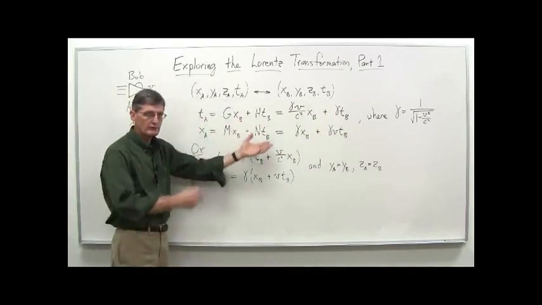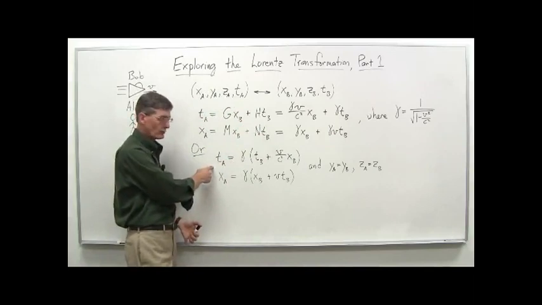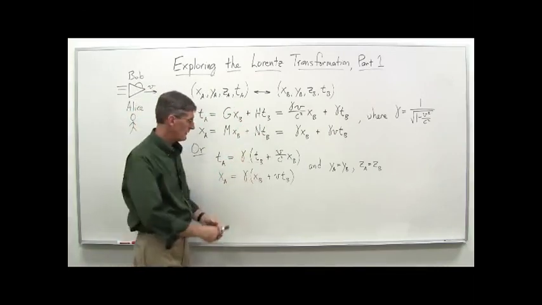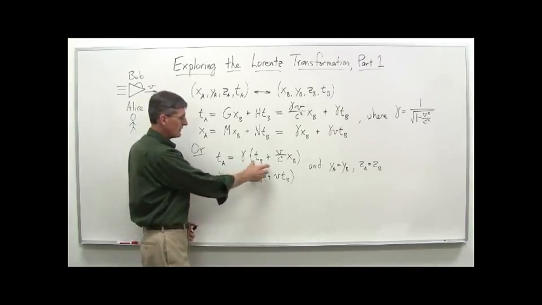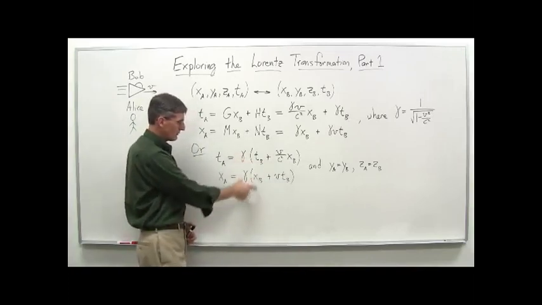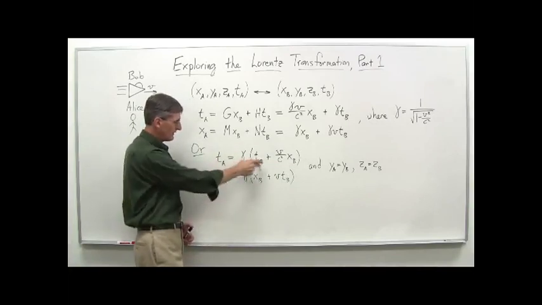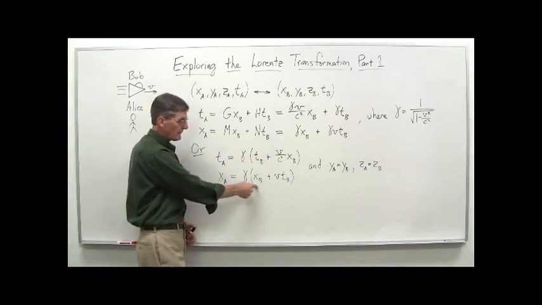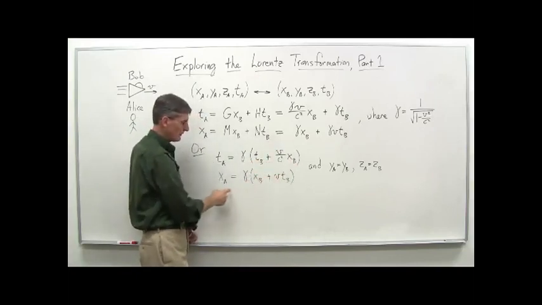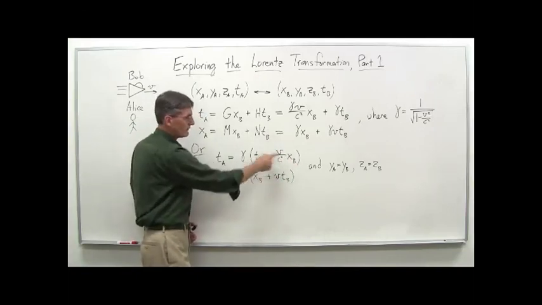We rewrote those. We just moved things around a little bit and put them in this form for TA and XA. It's a little bit easier to memorize them in that form. TA equals gamma times (TB plus V over C squared XB). XA equals gamma times (XB plus V TB). So notice this parallelism here between TA, TB, XA, XB. Slight difference in the second term in each. I've got V TB over here in the XA and V over C squared XB.